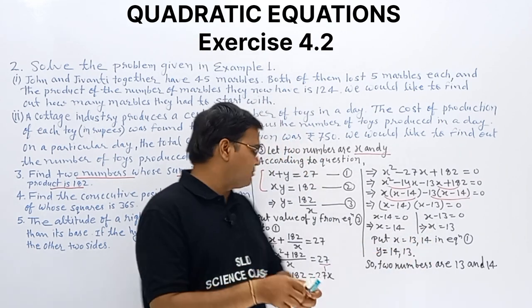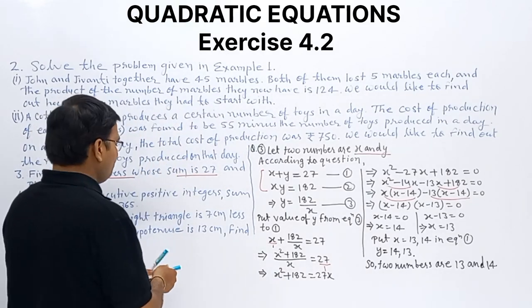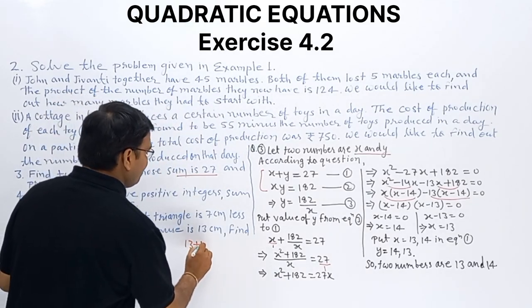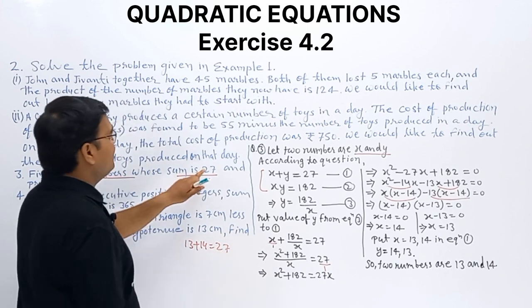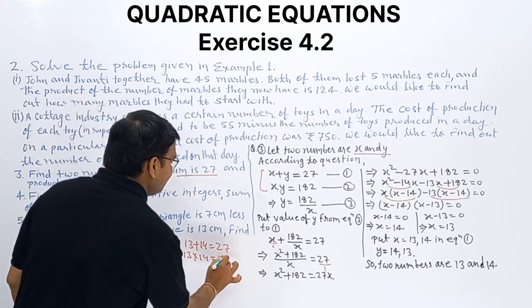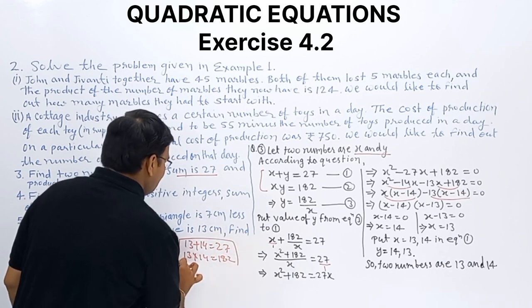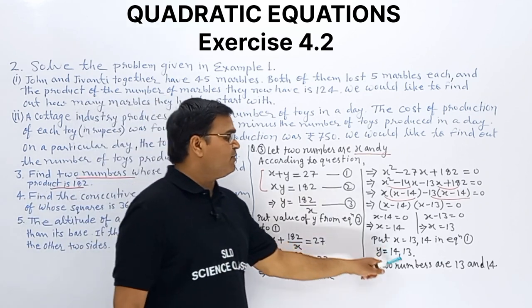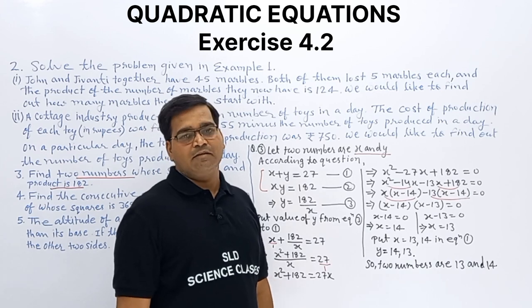Once we sum both, 13 plus 14, the result is 27, correct one. And once we multiply 13 into 14, we are getting 182. So it means our numbers, whatever we obtained, are correct.